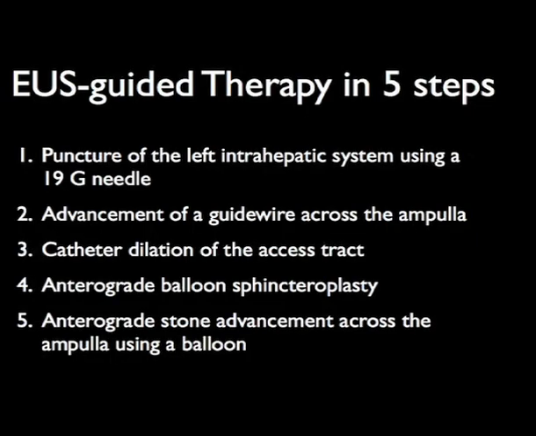US-guided anterograde stone removal can be summarized in 5 steps: puncture of the left intrahepatic system using a 19-gauge needle, advancement of a guide wire across the ampulla, catheter dilation of the access tract, anterograde balloon sphincteroplasty, and anterograde stone advancement across the ampulla using a balloon.